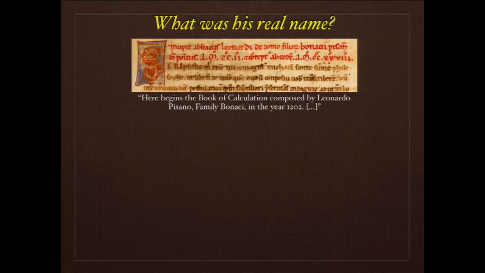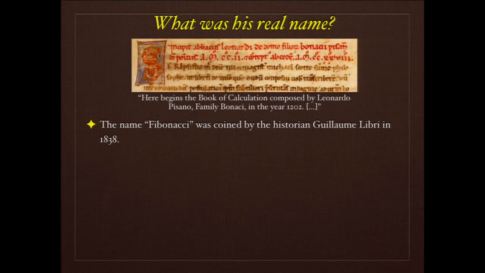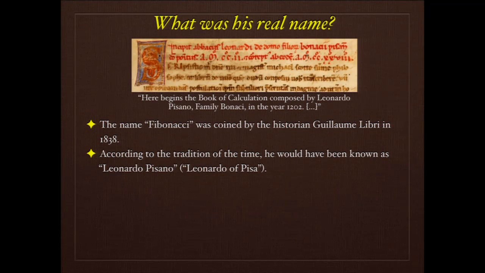Okay, family Bonacci. That actually is a translation of the Latin term Filius Bonacci, which literally means son of Bonacci, but that's not what it really means. The name Fibonacci actually was given to him by a historian in the 19th century who gave him a modern surname, because it's good to have a surname to talk about people. You know. Leonardo himself would have just been known as Leonardo Pisano, Leonardo of Pisa.